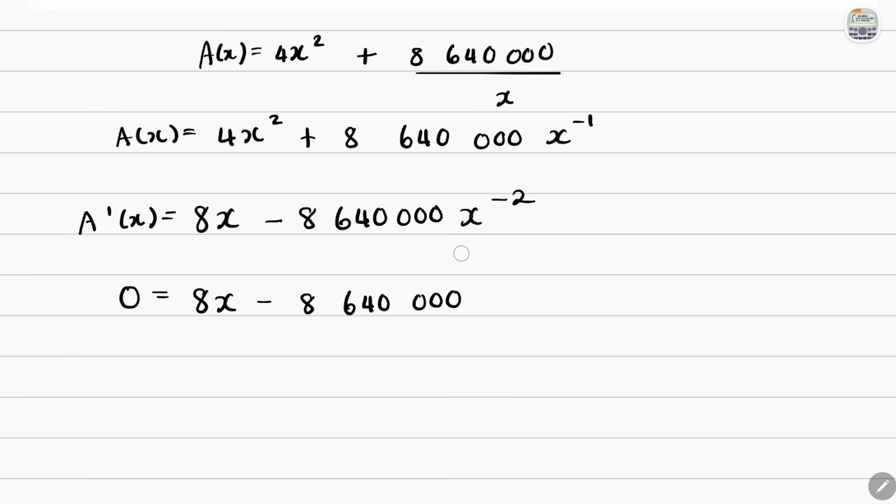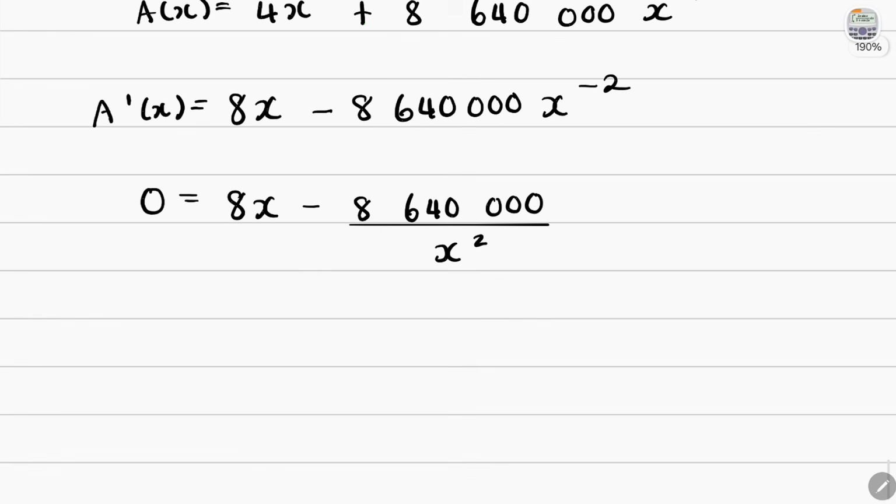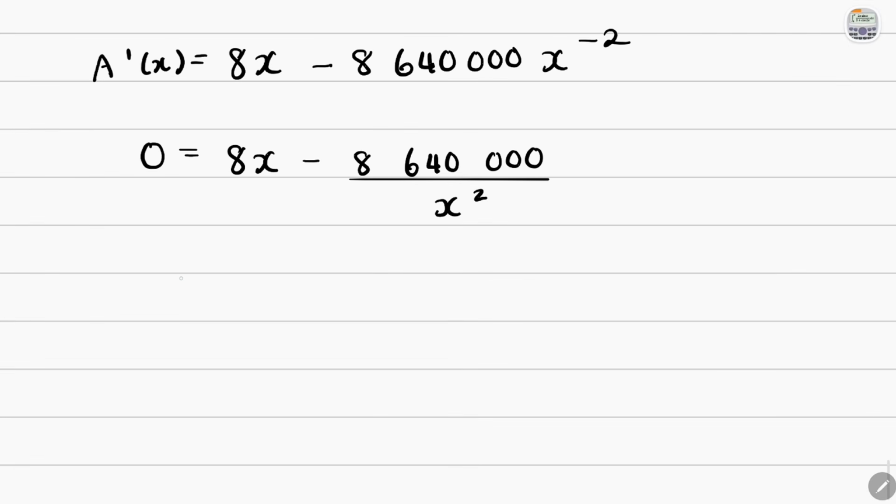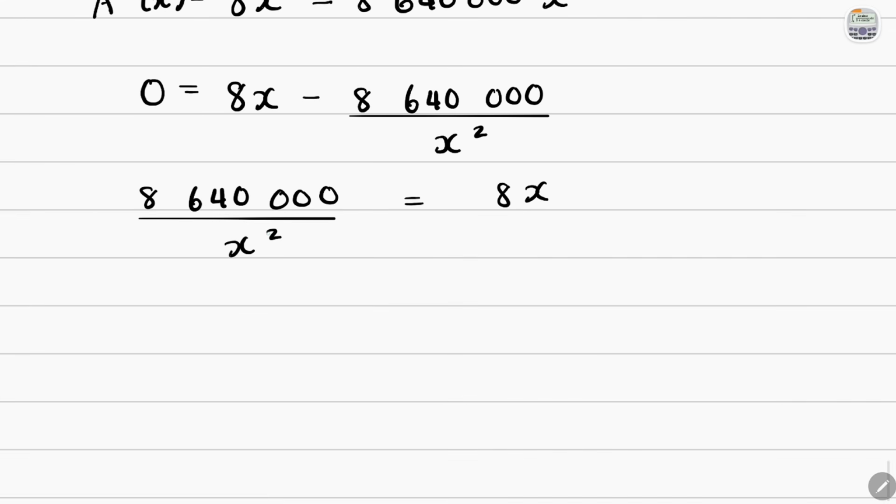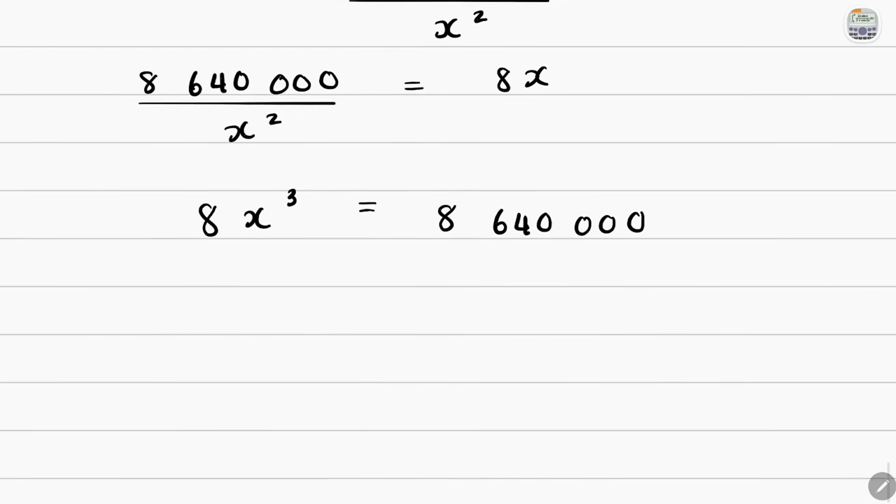I'm just going to rewrite this so that its exponent is positive. It's currently in the numerator, so we move it to the denominator, and so it's x squared. This is negative, so we can just transpose it to make it positive. So it's now positive 8,640,000 all over x squared, equal to 8x. Now just cross multiply. x squared multiplied by 8x is 8x cubed, equal to 8,640,000, and now we can solve.